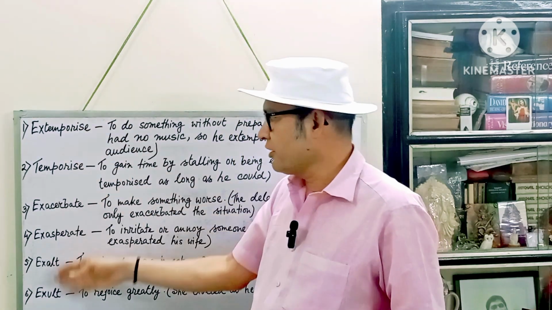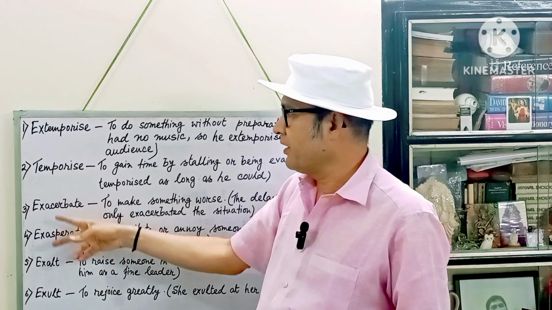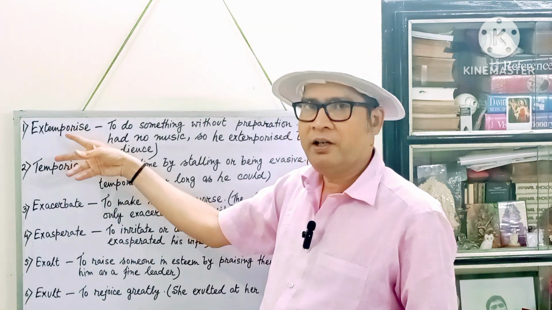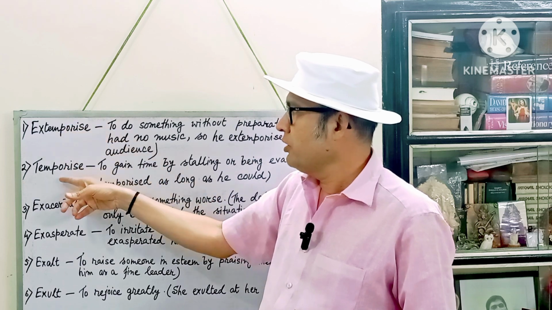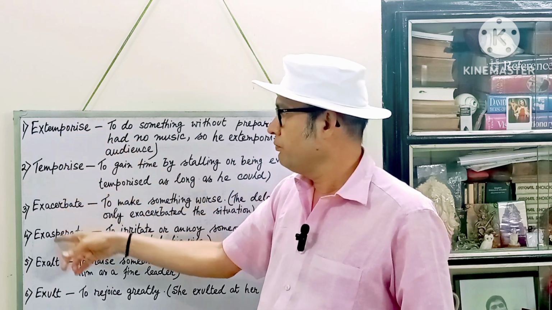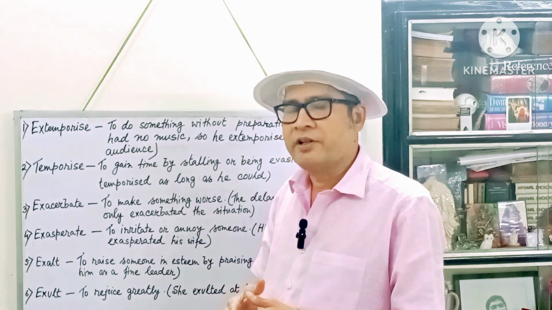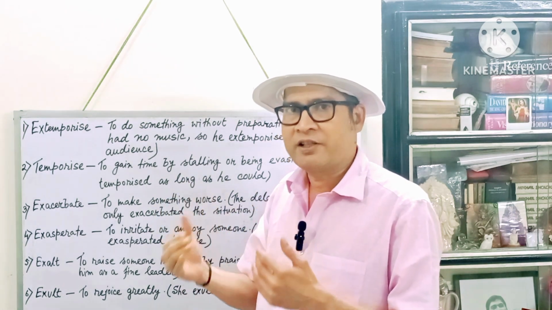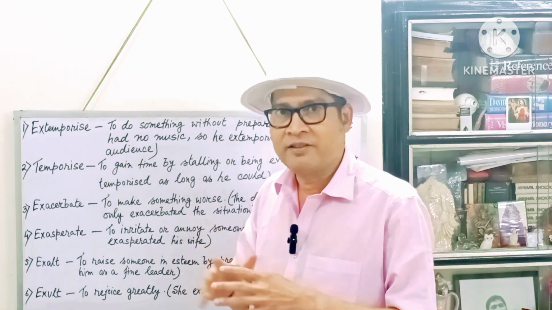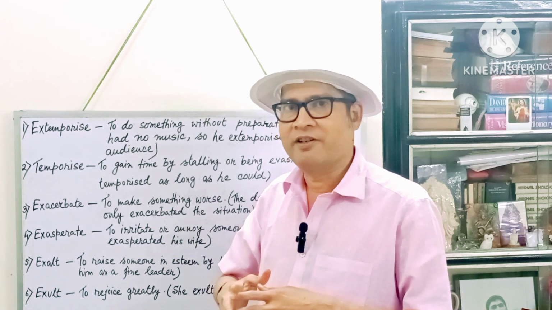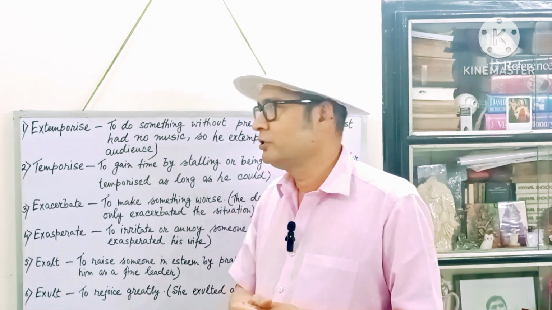Here you see there are 6 words, and these are the pairs. 6 words here, 3 pairs. And look at these pairs. They look to a certain extent similar. They sound also to a certain extent identical. But there is a huge difference. There is a world of difference between the words.